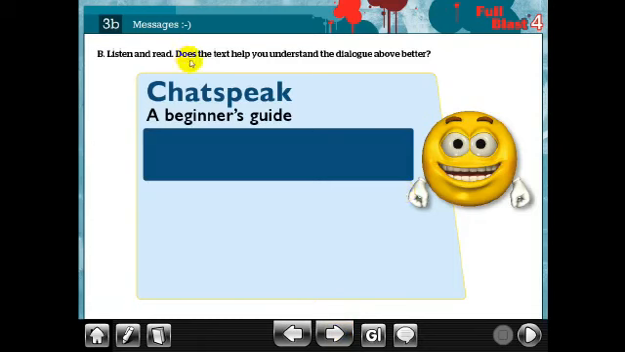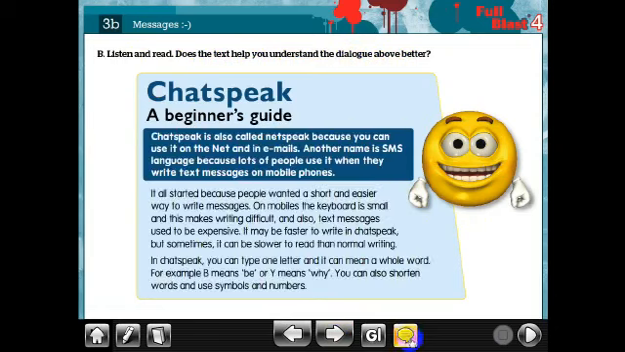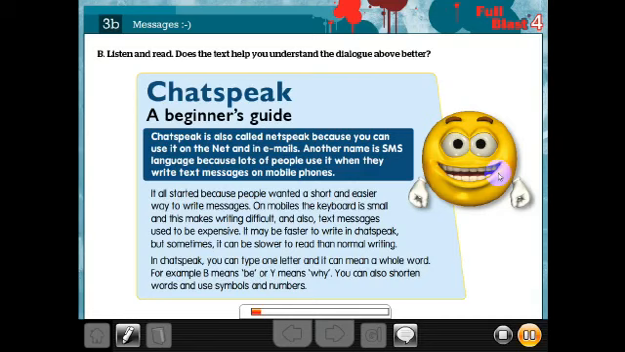Next, listen and read. Does the text help you understand the dialogue above better? After listening to this text, does it help me to understand the dialogue above? Okay, let's listen and read together. Listen carefully. 3B messages. 1. Read. B. Listen and read. Does the text help you understand the dialogue above better?